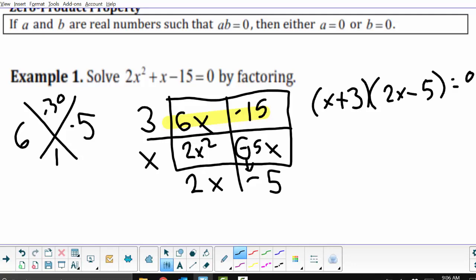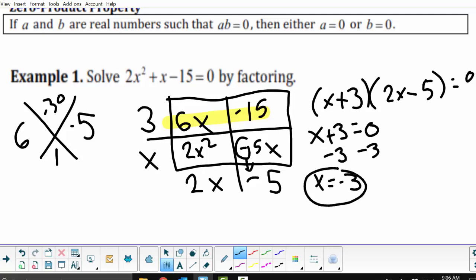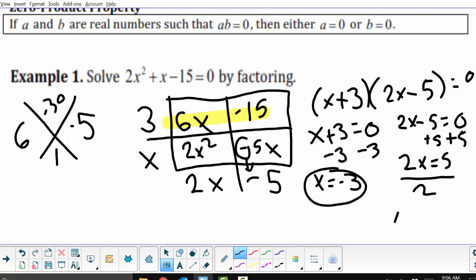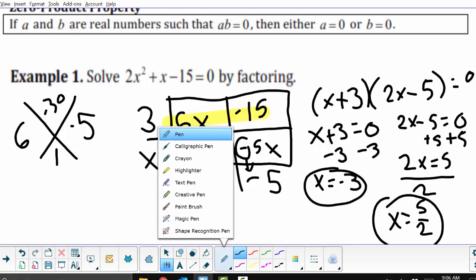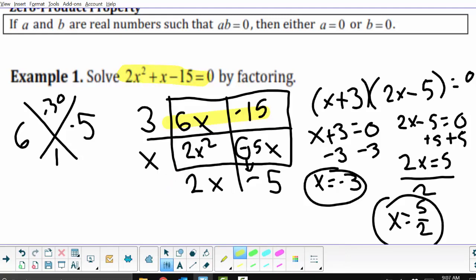Now we take these binomials, set them equal to 0, and solve them. So we have x plus 3 equals 0. Let's solve that. We subtract 3 from both sides, and we get x equals negative 3. There's our first solution. Now we have 2x minus 5 equals 0. I'm going to add 5 to both sides. Now I have 2x equals 5. Now I'm going to divide everything by 2, and I get x equals 5 halves, or 2.5. So there are our two solutions. If we were to type this equation into our calculator and hit graph, we would see it cross at negative 3 and 2.5.